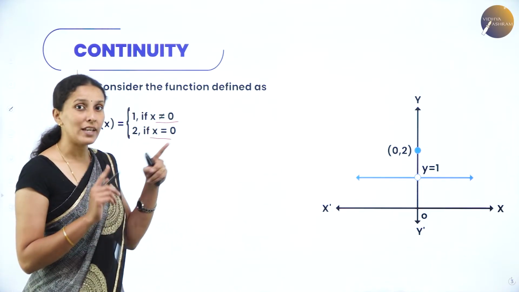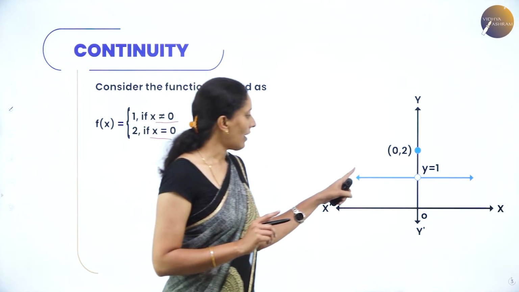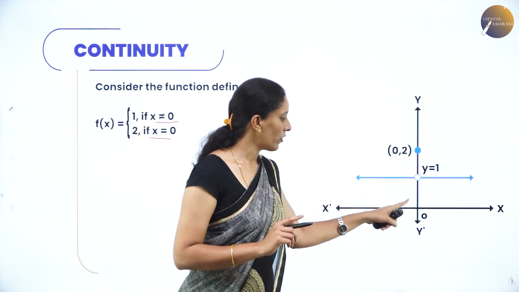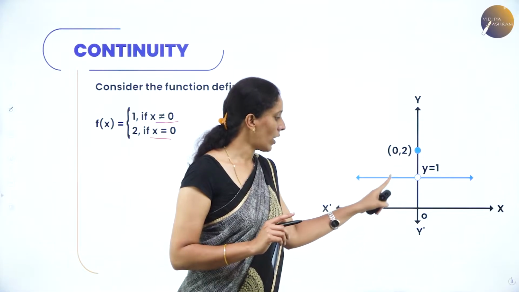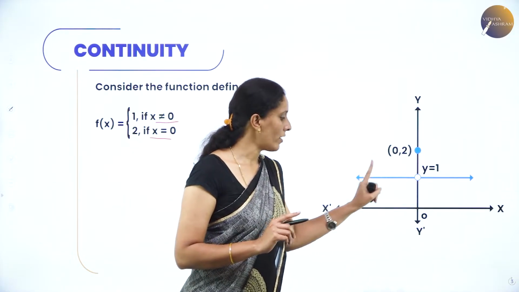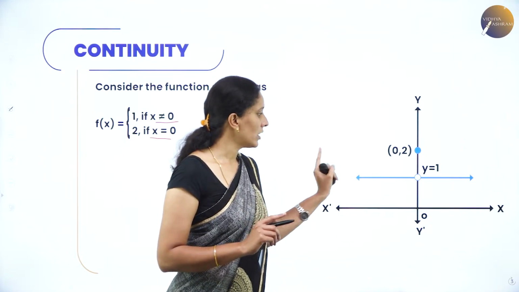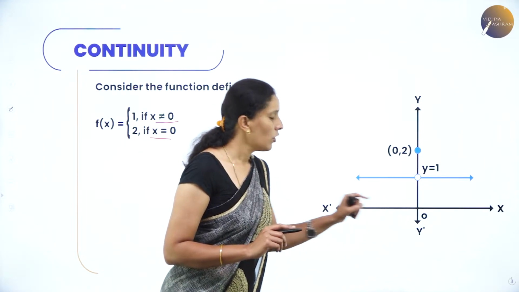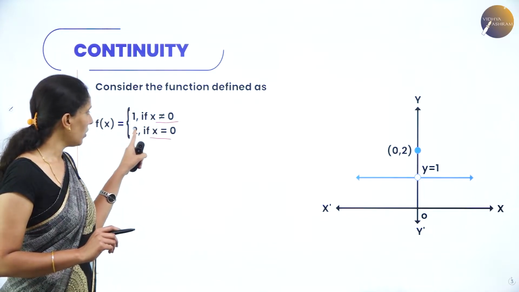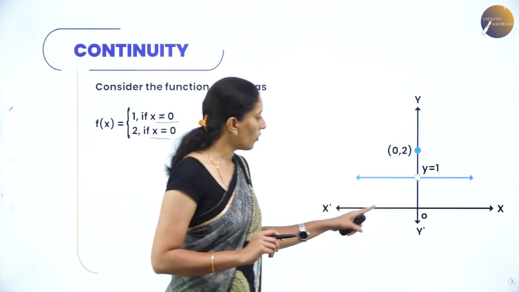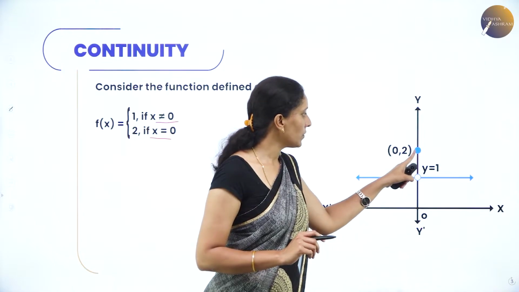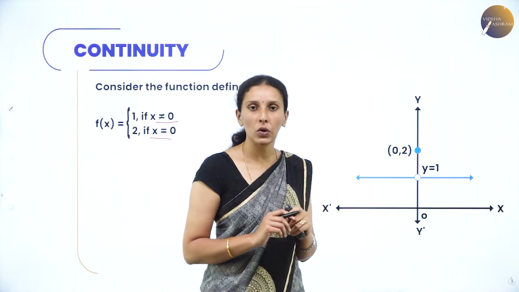For any values x not equal to 0, the value is equal to 1. For example, for x is equal to 1, it is 1. x is equal to 2, it is 1. For minus 2, it is 1. For minus 3, it is 1. So, therefore, it's a straight line. But here, for x is equal to 0, the value is 2. So, therefore, for 0, the value is equal to 2. So, this is the point (0, 2).